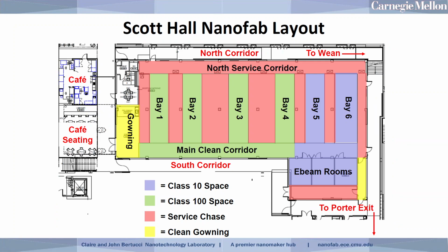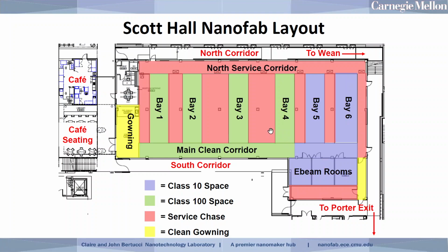So if we were to take a bird's eye view of the Scott Hall cleanroom, the nanofabrication facility, this is what it would look like. Bringing my mouse over again, just to orient yourselves a little bit, the cafeteria is located here on the left side of the facility, and the main entrance is through here. You'll notice that there's a small lounge here at the entrance to the cleanroom, and we have a series of gowning spaces here. And then once you actually enter the cleanroom, there's the main clean corridor, bays 1 through 6, the first 4 of which are class 100, the last 2 are class 10, and the 3 e-beam rooms are also class 10.